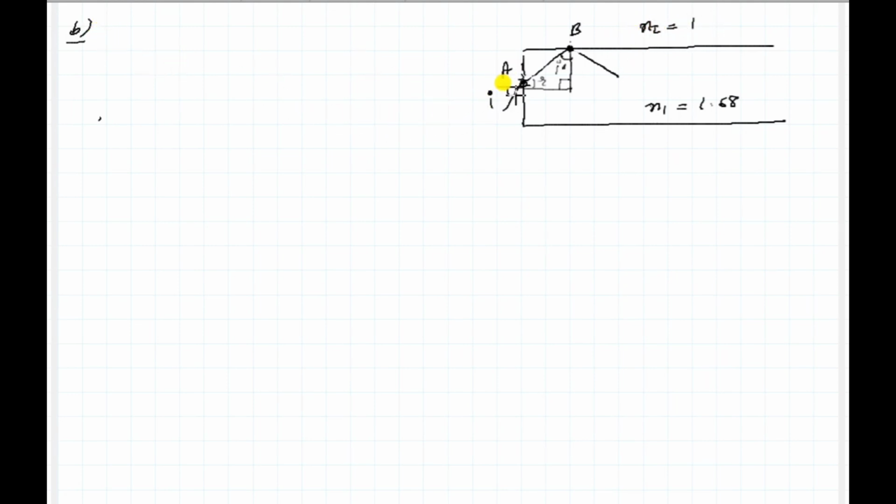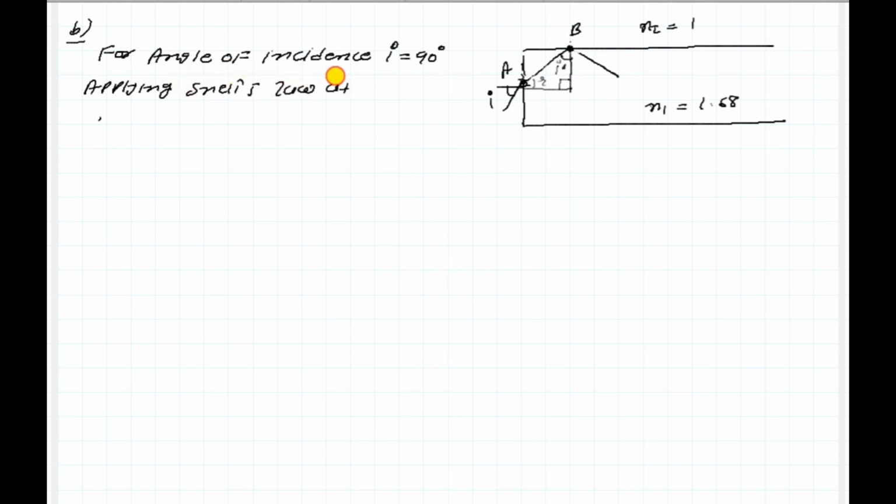Here I am taking at point A, angle of incidence as 90 degree. Suppose the angle of incidence is 90 degree, meaning I am taking the maximum angle of incidence. So for angle of incidence I equal to 90 degree, applying Snell's law at point A.